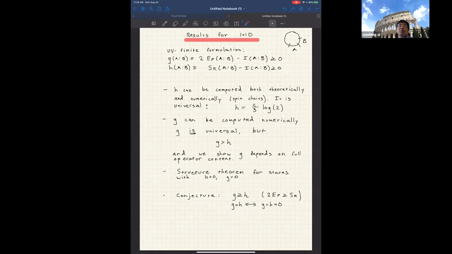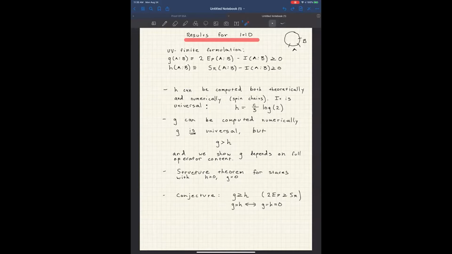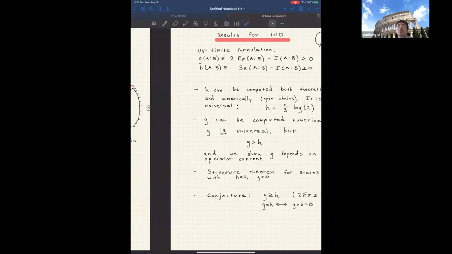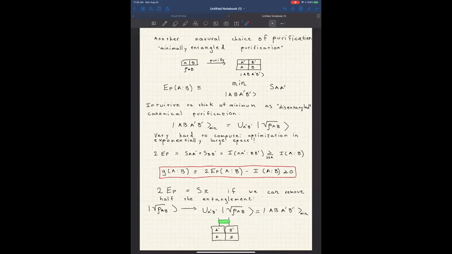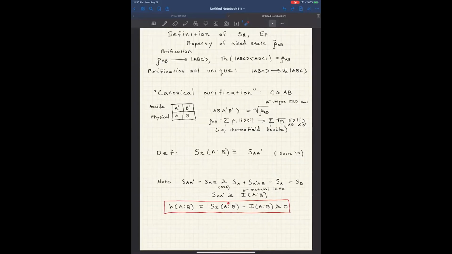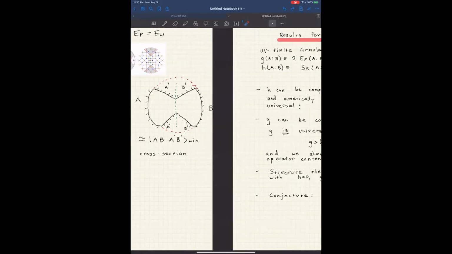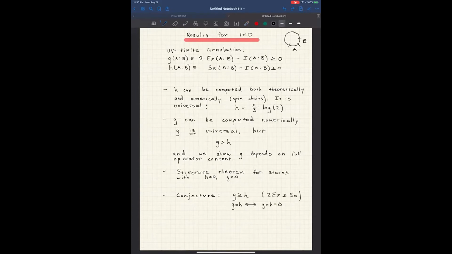Sorry, I think I must be lost on the basic thing. I thought the SR is for a particular purification and EP is optimized for all purifications, right? Yeah, that's right. So I thought H must be bigger or equal to G. Oh, the reason is, so when I define these, G is 2 EP minus I, and H is SR minus I. So this conjecture I'm talking about, G greater than H, is the same as saying twice EP is greater than or equal to SR. This would be the same as saying G is greater than H.